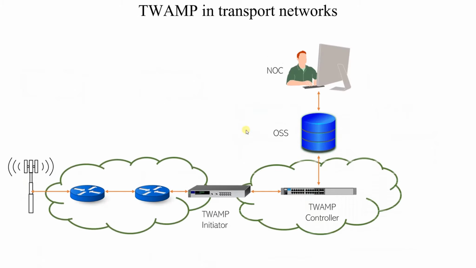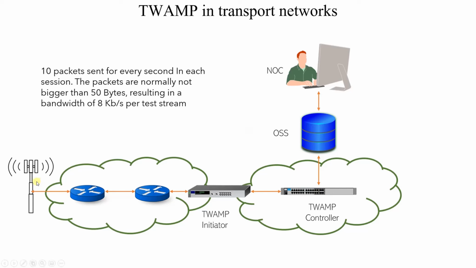Okay, let's see how it works in the transport networks now. So this is our site, and here we are going to measure the Abis, Iub, X1 connections, or S1 traffic. This is a TWAMP initiator, or IP probe. This TWAMP initiator periodically sends IP packets towards the BTS. In the BTS, we don't require separate hardware. The BTS itself will reflect the data packets, and they come back to the TWAMP initiator. While examining the received packets, it measures the delay variation and the packet loss.